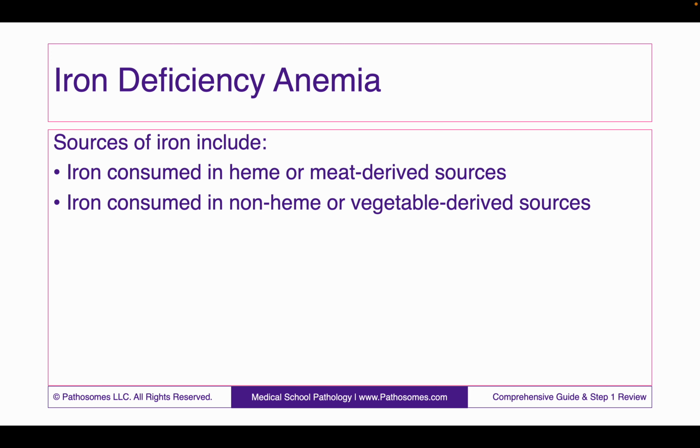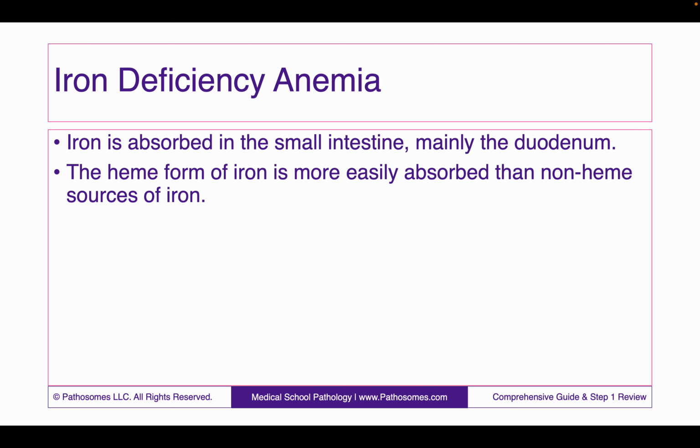Sources of iron include heme or meat-derived sources, as well as non-heme or vegetable-derived sources like kale and dark leafy green vegetables. Iron is absorbed in the small intestine, mainly the duodenum. The heme form of iron is more easily absorbed than the non-heme sources, i.e. heme in meat is easier to absorb than iron from kale.